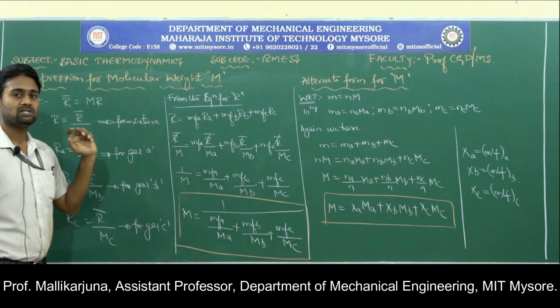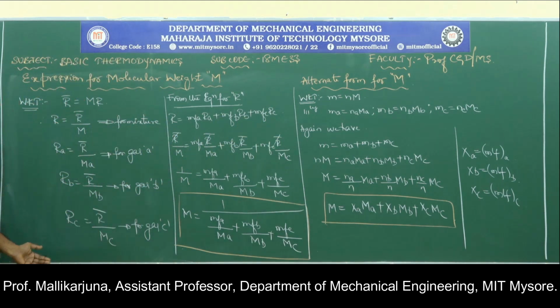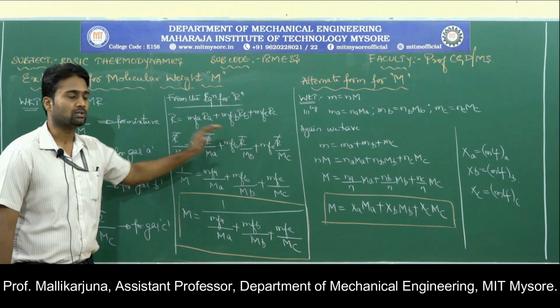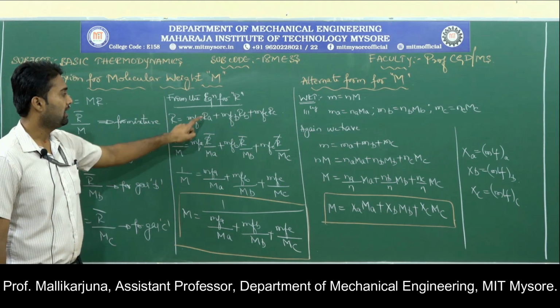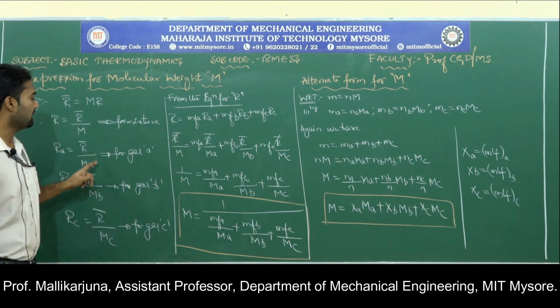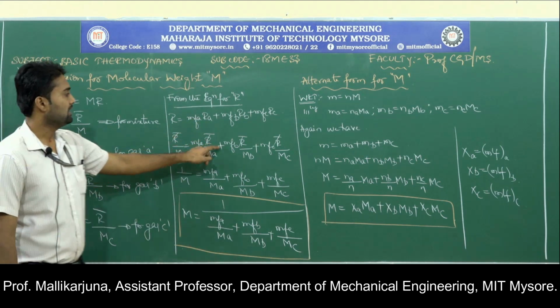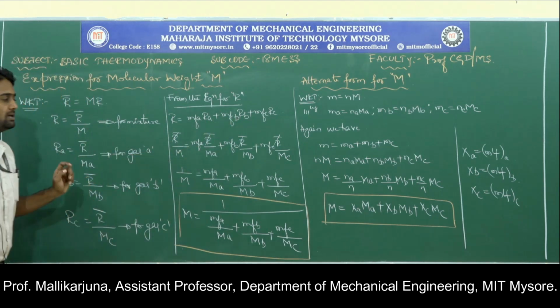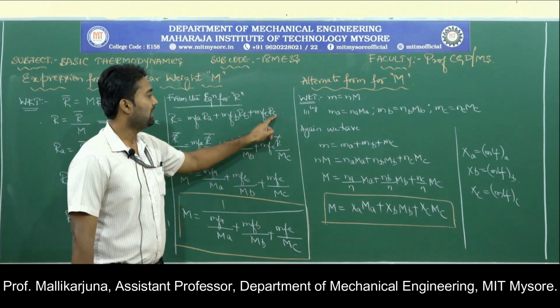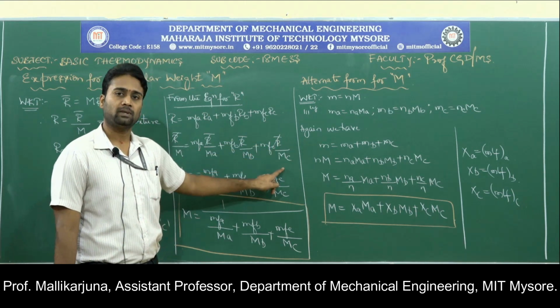Now I have expressed R in various forms, R for the mixture and R for the individual constituent gases. I will substitute all these things into this equation. R bar by M, which is equal to MFA, RA is written as R bar divided by MA, plus MFB, RB is written as R bar divided by MB, plus MFC, RC is written as R bar divided by MC.